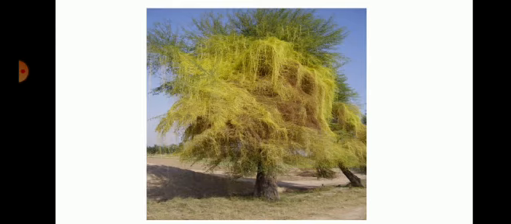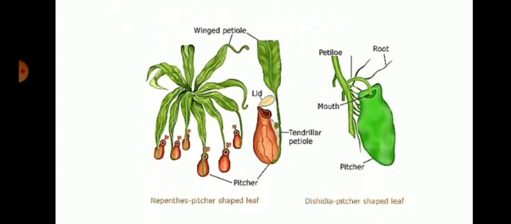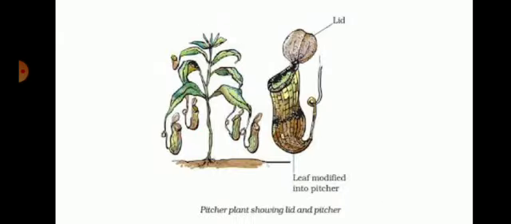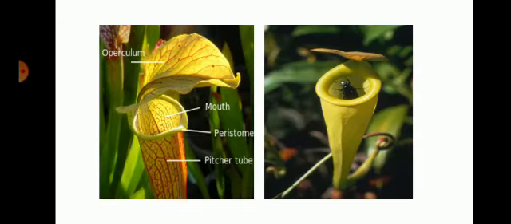Then insectivorous plants. The best example is Nepenthes, the pitcher plant, because the leaf is pitcher-like in shape. Pitcher means bowl, kuduvai. This is called a pitcher, so it is called a pitcher plant. Plants that feed on insects are called insectivorous plants. Examples: Venus flytrap, sundew and pitcher plant.